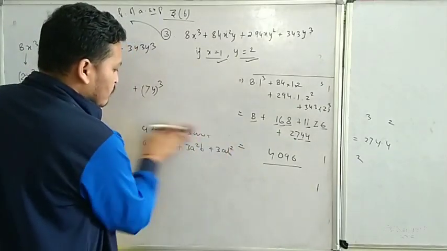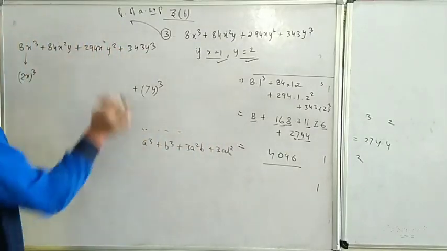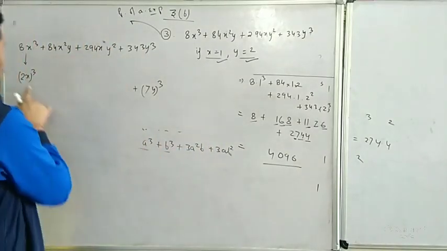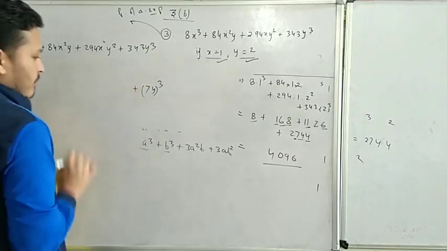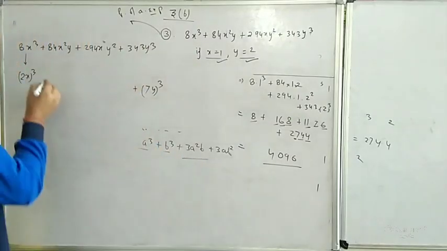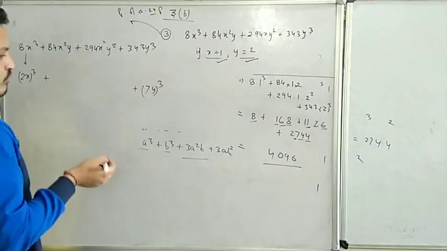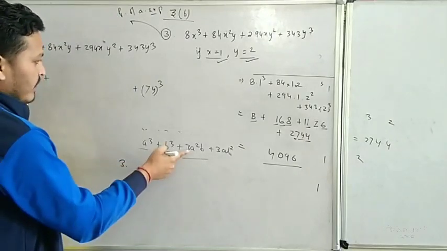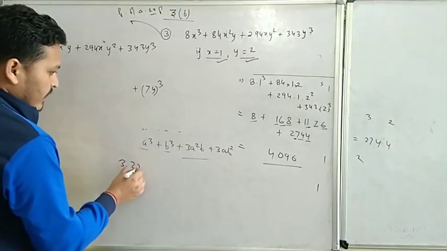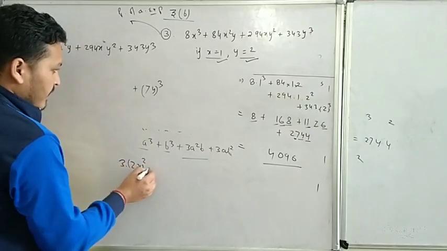It is not in brackets, so for now keep it aside. In this form we get a cube, b cube. Now first is a cube b cube, so a is 2x and b is 7y. Next plus 3a square b. So plus 3a square b means 3 into a. What is a? A is 2x, so 2x and its square, and b is 7y.